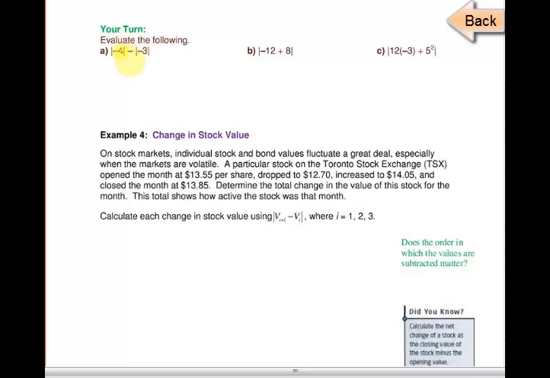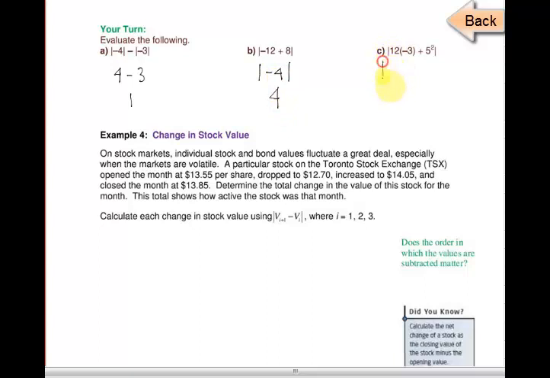Alright, so on the first question, absolute value of -4 is 4, minus the absolute value of -3 is 3, 4 minus 3 is 1. On the next question, you're going to simplify what's inside your absolute value brackets first. So you're going to have the absolute value, and then -12 plus 8 is -4. And so the absolute value of -4 is +4. Okay, so remember, the absolute value of a negative number is always positive.